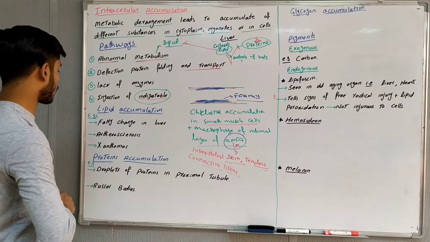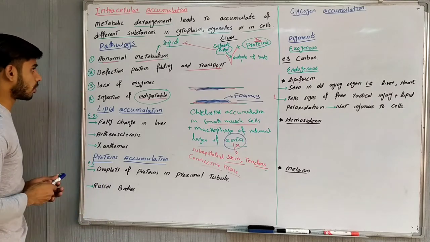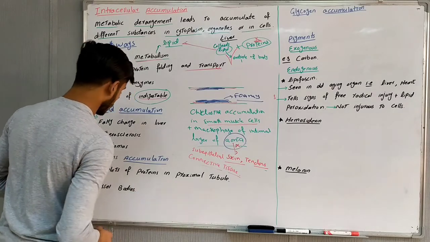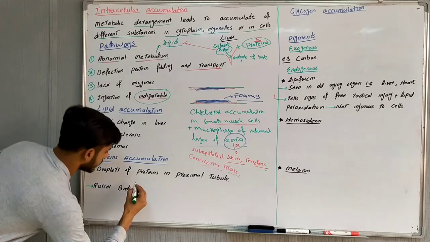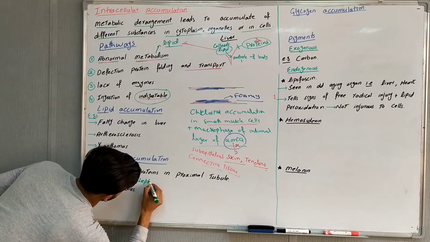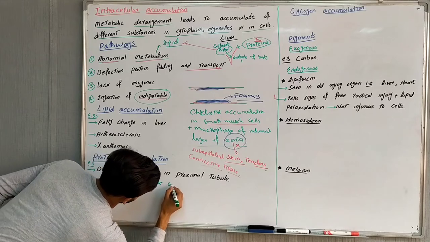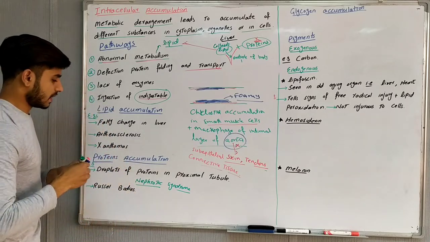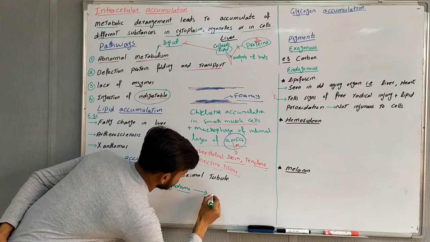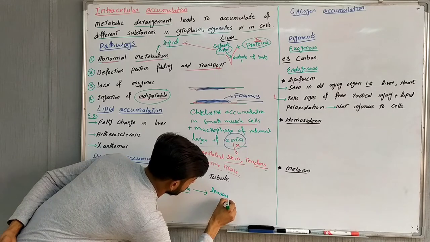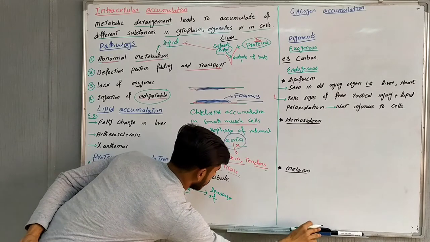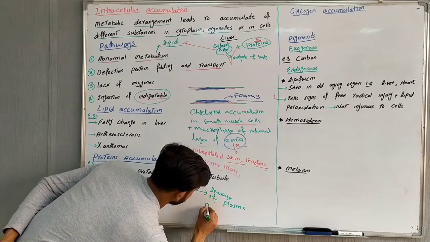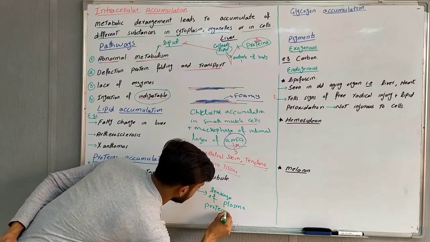Now, we will discuss some examples of protein accumulation. What is protein accumulation? I have just explained here. The first example is the droplets of proteins in the proximal tubule. You know that in the case of nephrotic syndrome, there will be leakage of plasma proteins. Proteins will be leaked out in the urine.